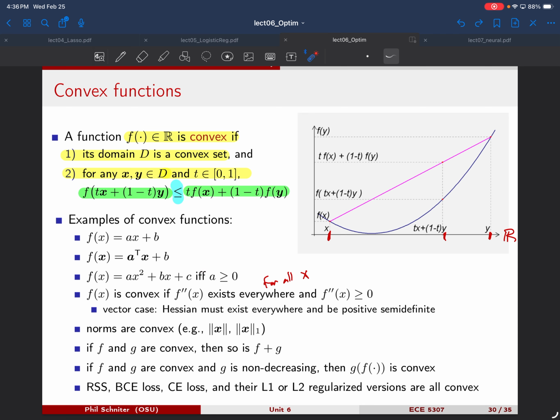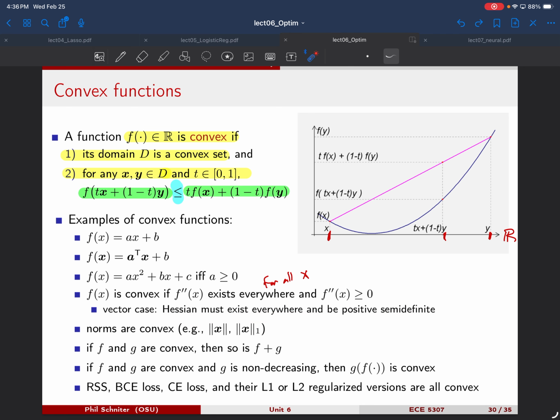If you want to look at vector-valued functions, then you replace this second derivative with the Hessian matrix, and the analogy in terms of positivity or non-negativity for matrices is positive semi-definiteness. So we talked about that back in the linear algebra section. So you need a Hessian matrix that is positive semi-definite.